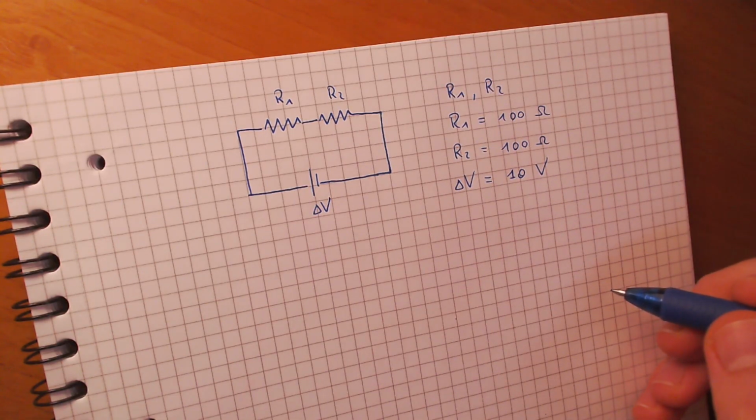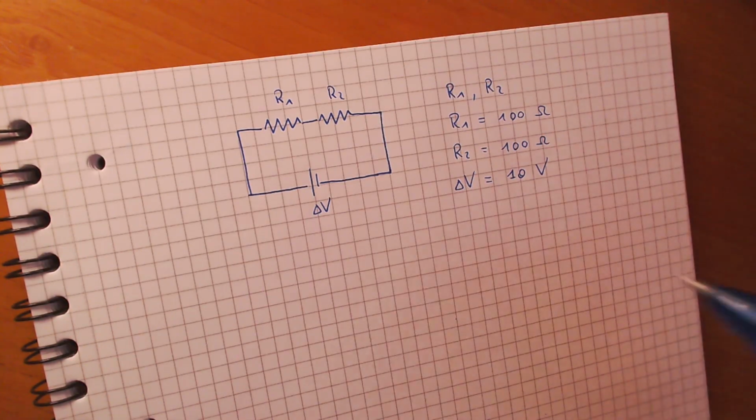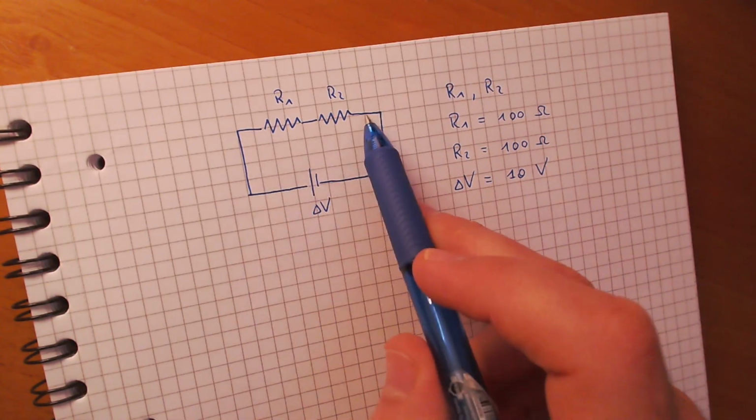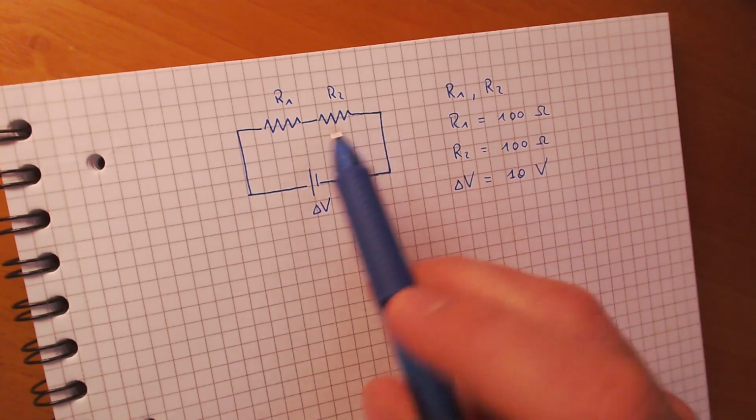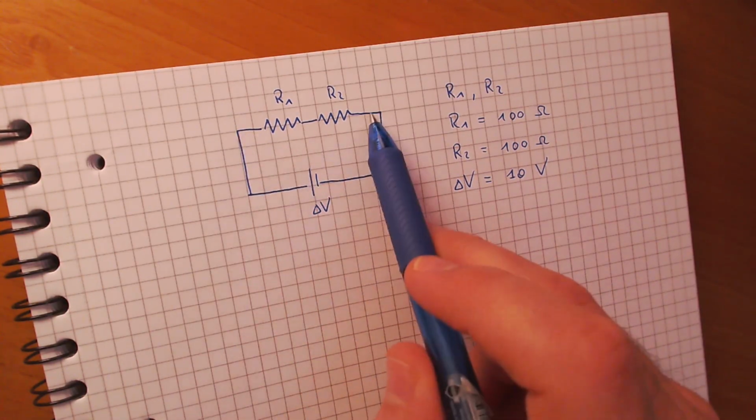So we have to find the current flowing through this circuit, and we will also have to find the voltage across these two resistors, so the voltage between this point and this point.